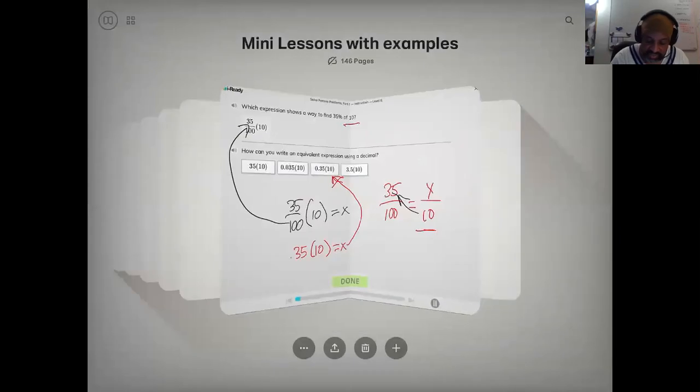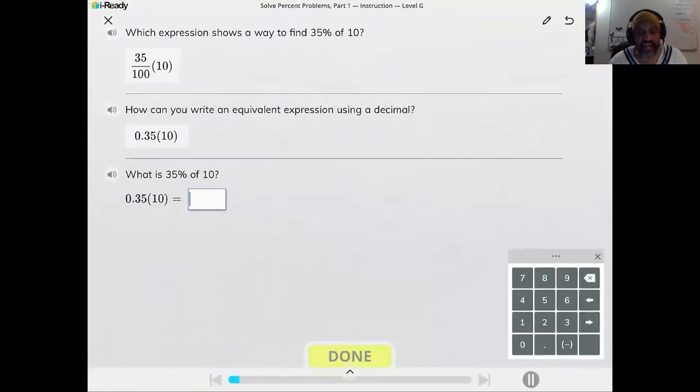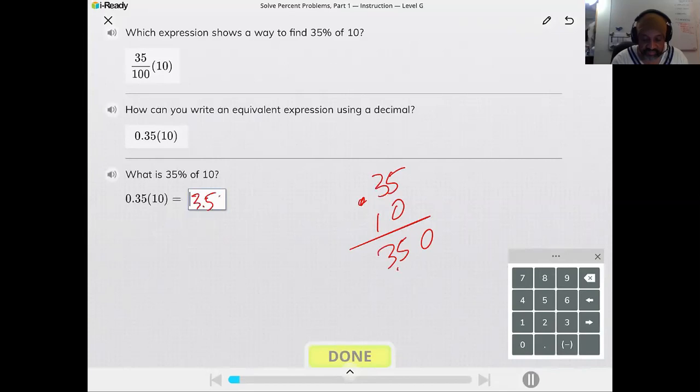All right, the next thing I wanted to show you, you're going to get a question where they're going to actually ask you to compute 35% of 10. All you have to do is use your calculator. I'm going to just do this. All right, so 0.35 times 10, two decimal places. So the answer would be 3.50. You would press done and you would be done, okay?